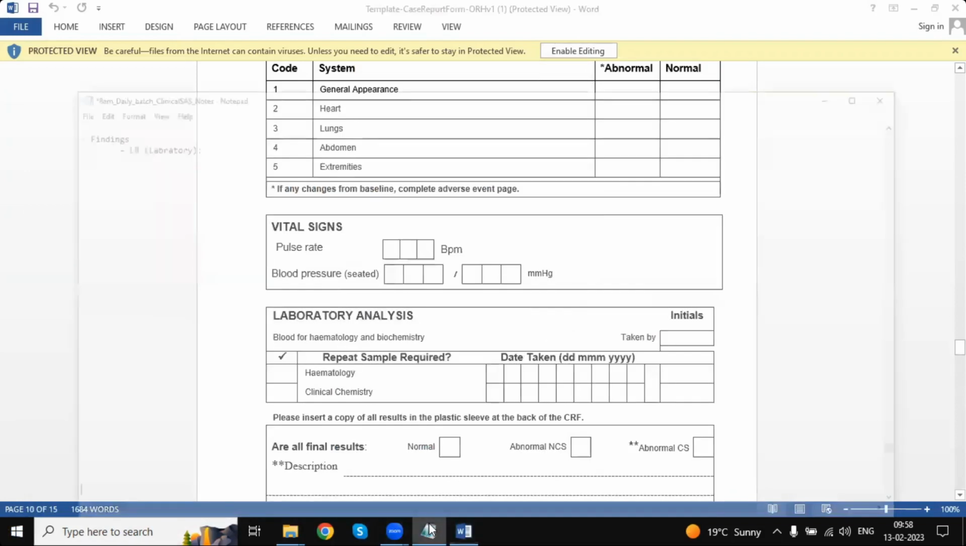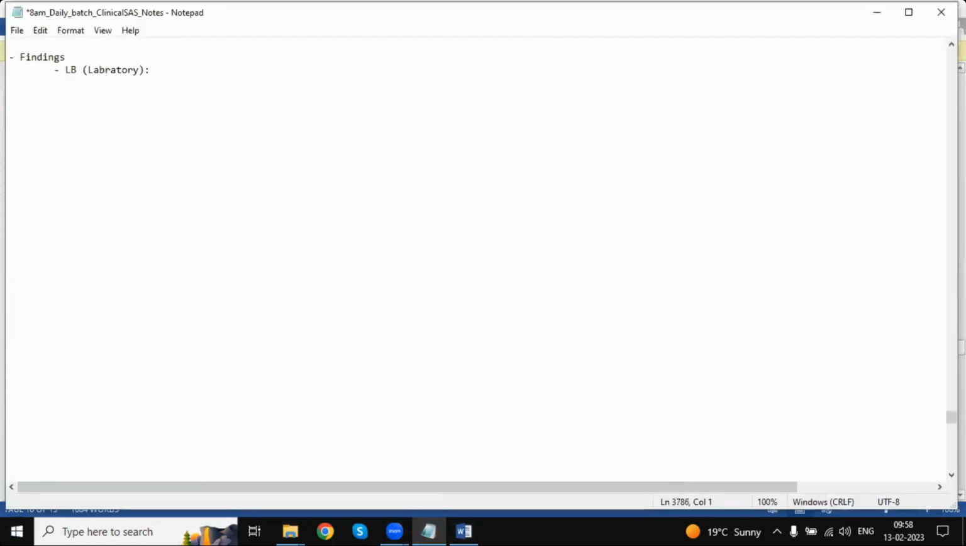So what will the laboratory domain capture? This domain captures the details about hematology, clinical chemistry, and urine analysis data. Specifically, we will capture only these three category tests.